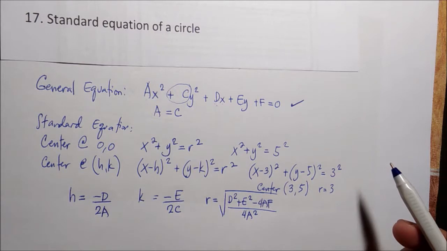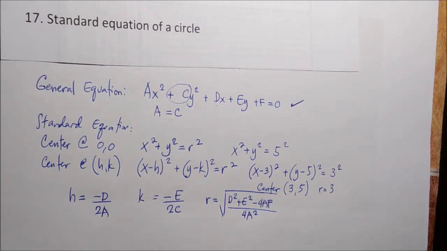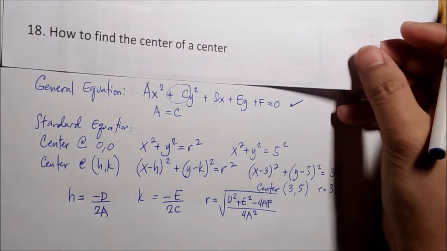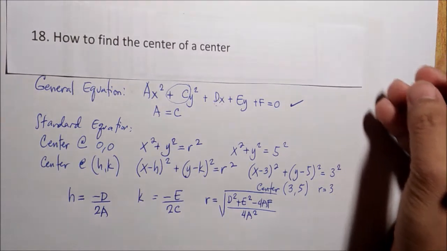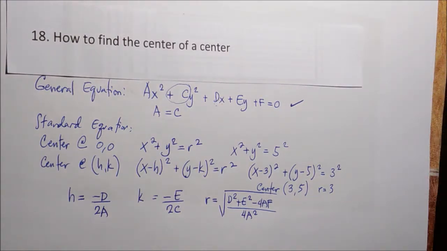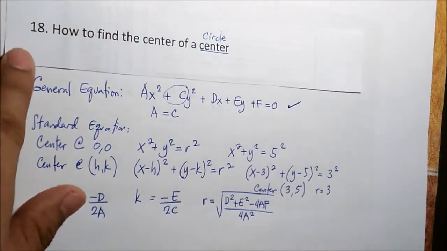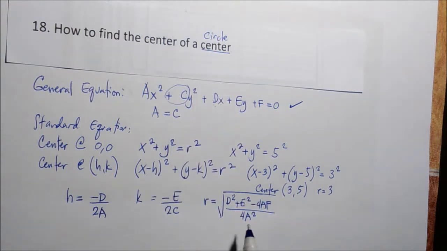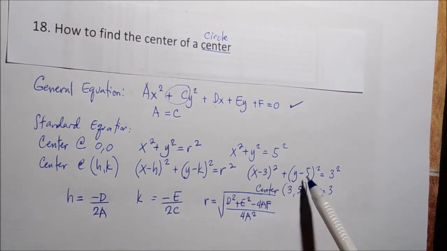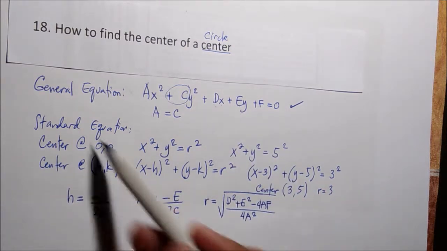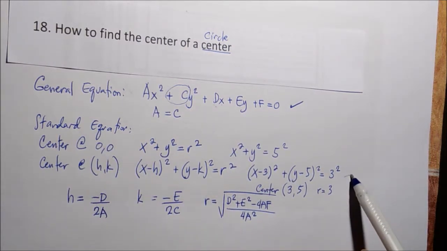Next is, okay, what is next? Okay. So next topic is how to find the center of a circle. So this is how to find the center of a circle, as we discussed. From the general equation you can see it immediately, or you can also use the formula. For the standard equation you can check it. And that's it.